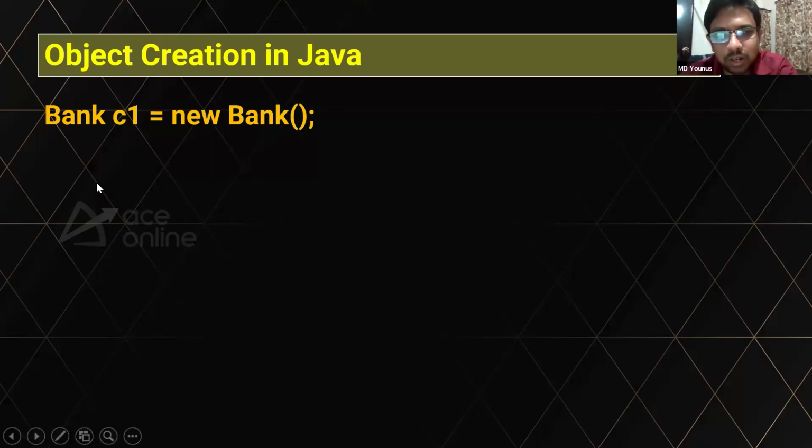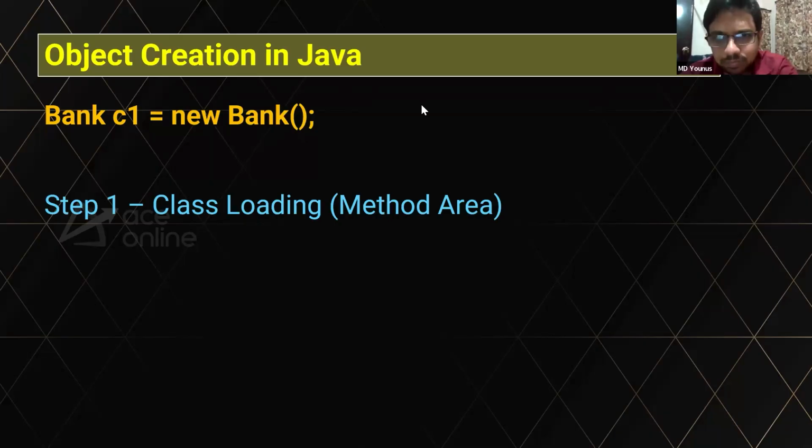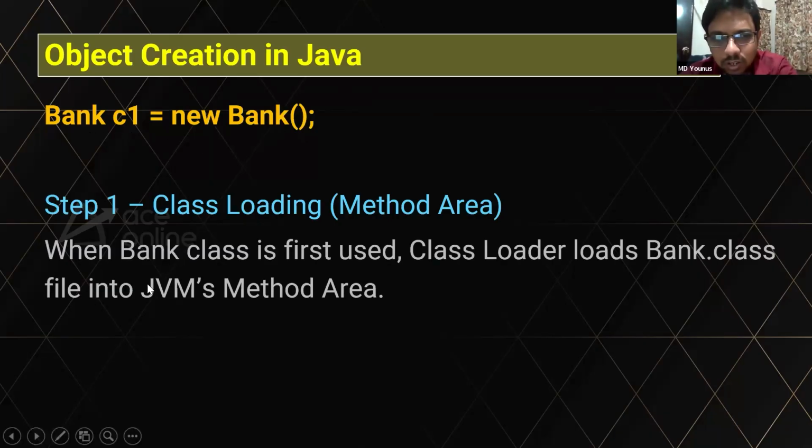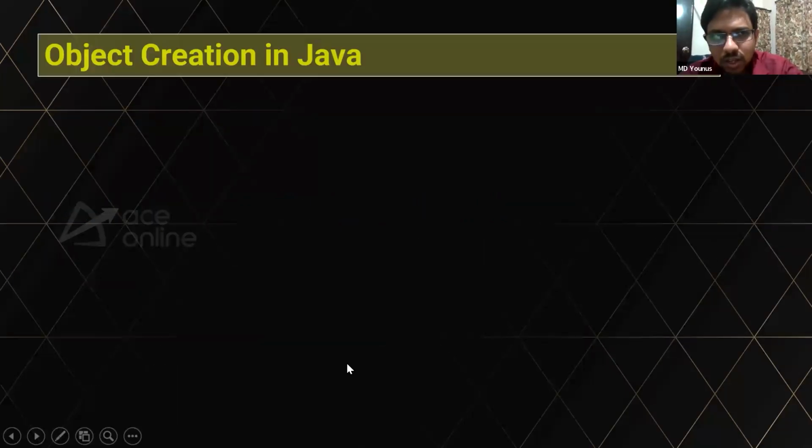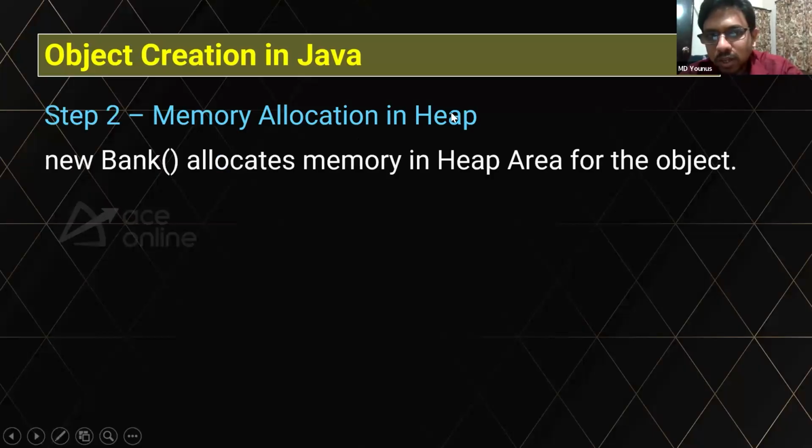Now let's try to understand this. First, whenever you write this line, the class loader will load the class. When the Bank class is first used, the class loader loads the Bank.class file into the JVM method area. Once the class is loaded, information about the methods, fields, and bytecode of the class is stored in the method area. Next, it will allocate the memory in the heap.